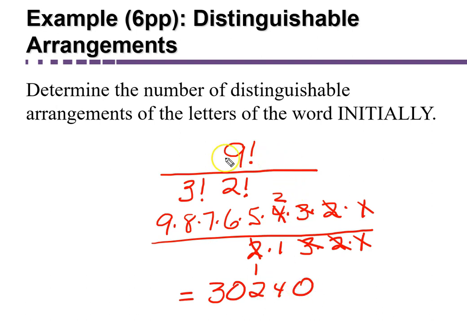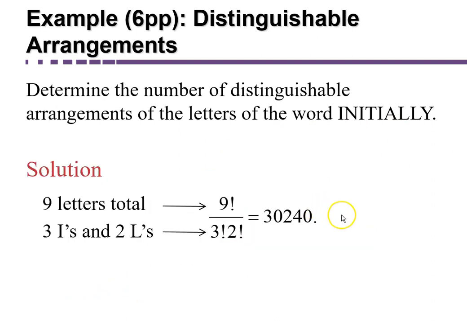30,240. Or you could just put this in your calculator, click enter, and you get that. So again, you want to understand the mathematics of factorials, but also know how to use your calculator in doing this. And there we see it.